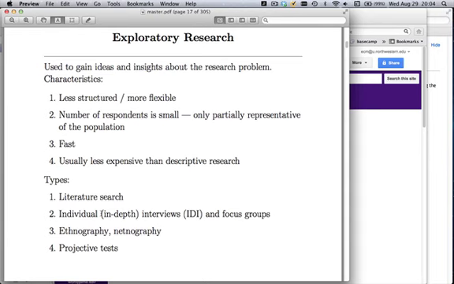Some more marketing research methods for doing exploratory research include in-depth interviews, or IDIs, and focus groups. You'll learn about both these methods in your customer insight class. In-depth interviews are where you sit down with a person for an extended period of time, maybe an hour, and you just have a discussion with them.